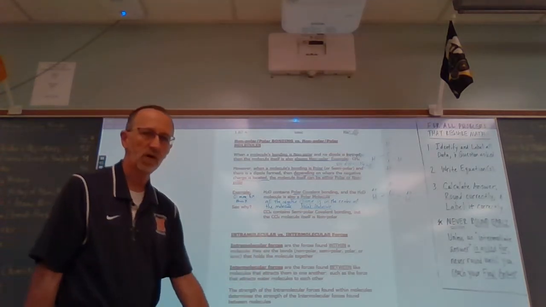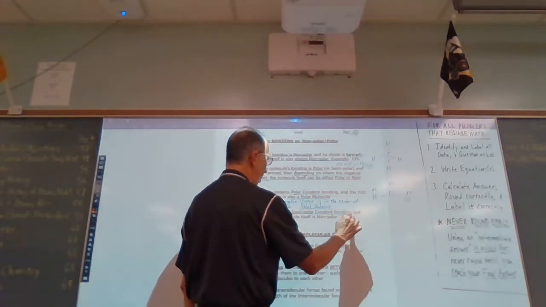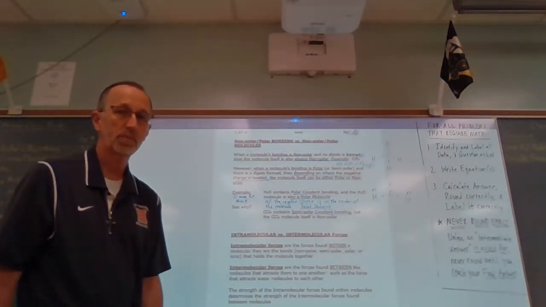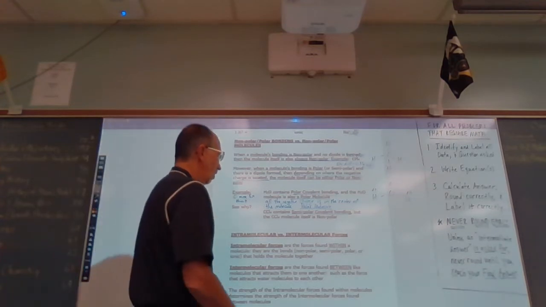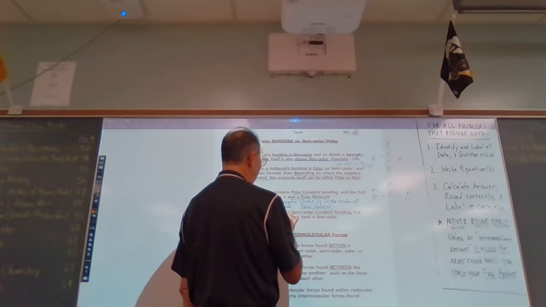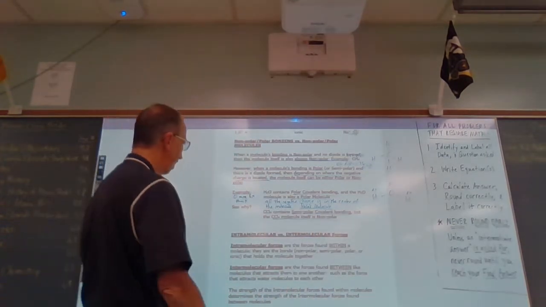Now let's look at another example. Here's CCl4, carbon tetrachloride. It contains semipolar covalent bonding. So we still have polarity. We still have a dipole formed. But now the CCl4 molecule itself is nonpolar. So let's take a look at that.